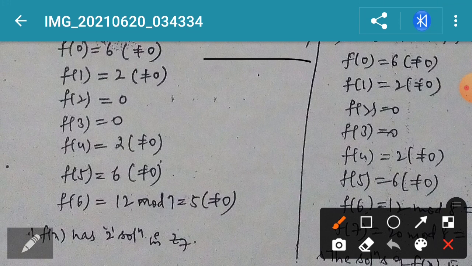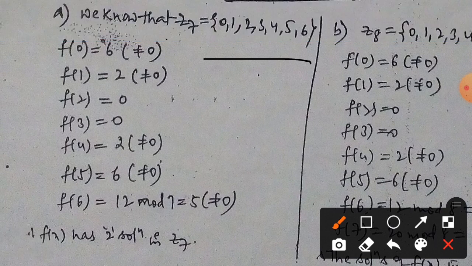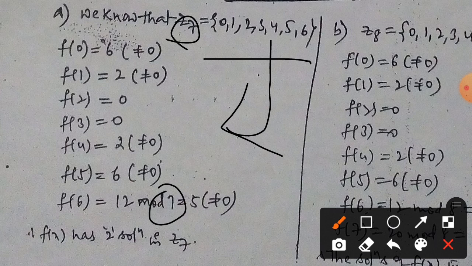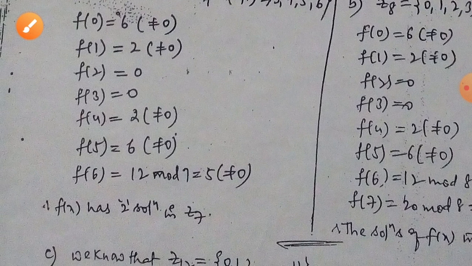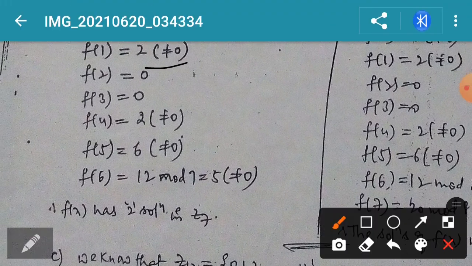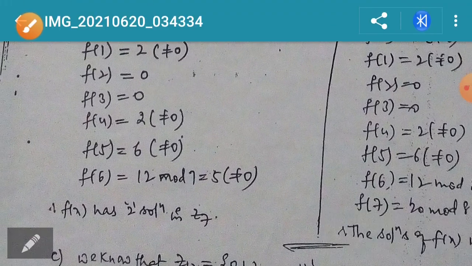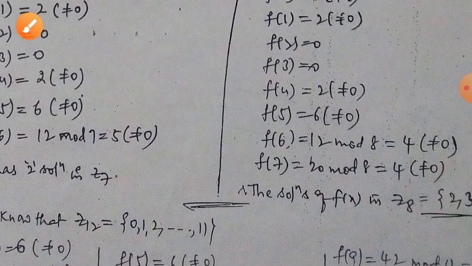With our Z7 functions there is no 12, so we apply modulo 7, we get 5. The solutions are only 2 and 3. 2 and 3 are the only solutions in Z7. Here also 2 and 3.